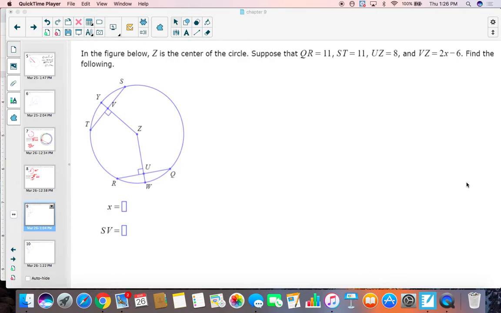QR, and I'm just going to highlight that. QR we said was 11. And then we said that ST was 11. Okay, we also know that UZ is going to be equal to 8. And we know that VZ is going to be equal to 2x minus 6.